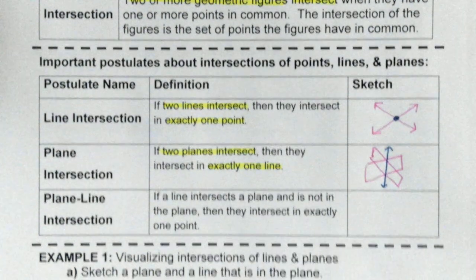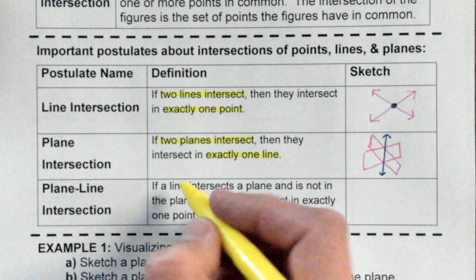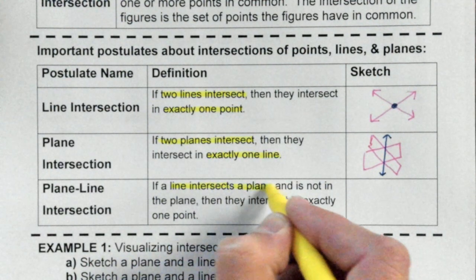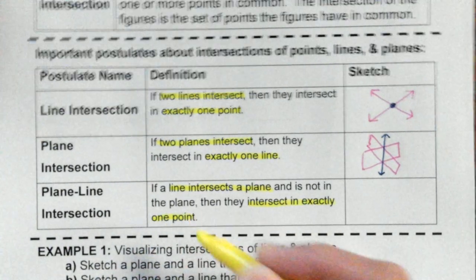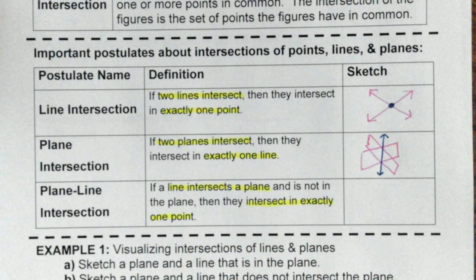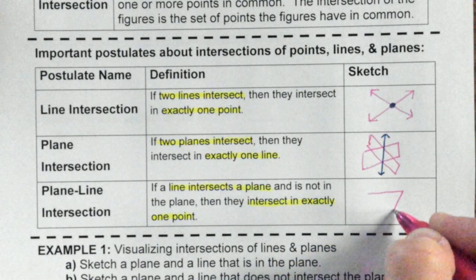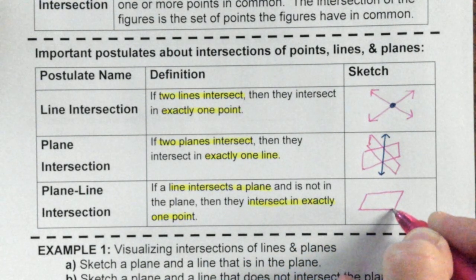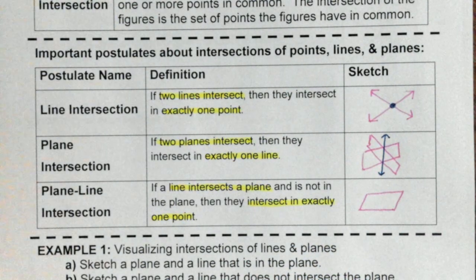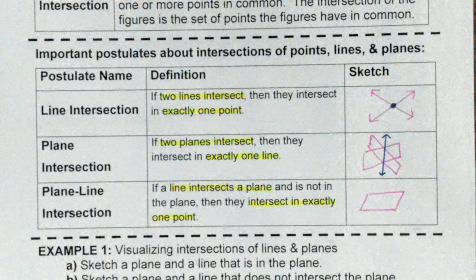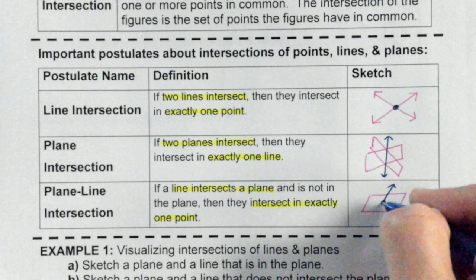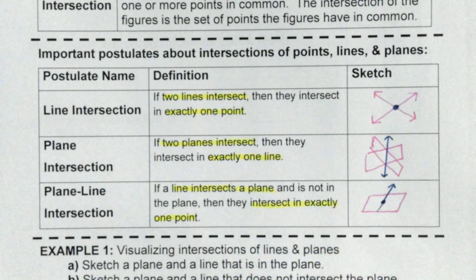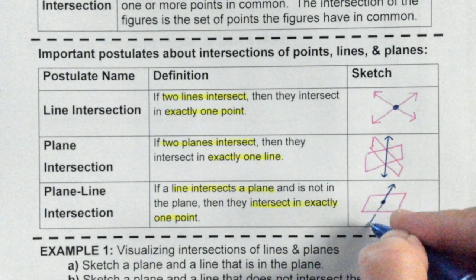The last is your plane-line intersection. This is when a line intersects a plane. They're going to intersect at exactly 1 point. So when you have a plane and a line that's going to go through the plane, we'll draw that line on. And this is what it will look like. We have a line that's going to go through at a point on the plane, and this dashed line just means it's behind the plane, so you can't really see it.